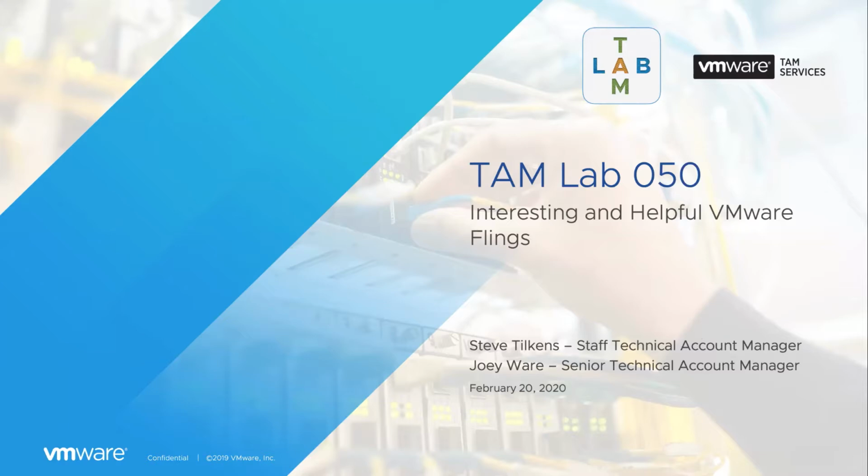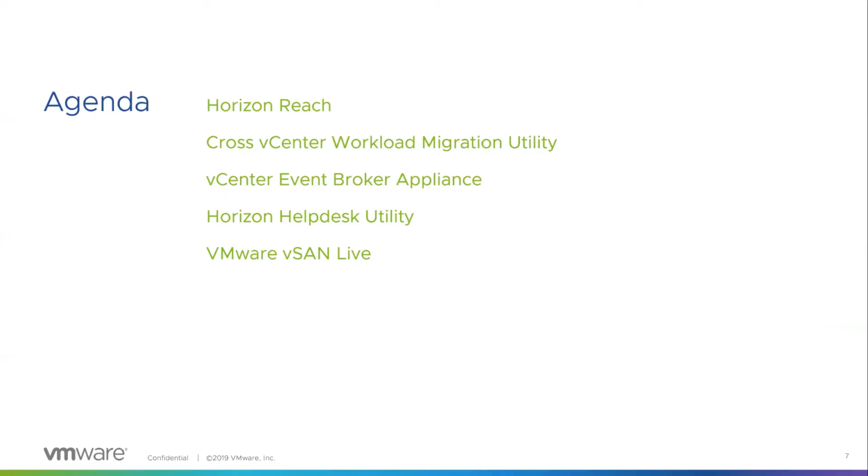Today, Joey and I will be going through a handful of VMware Flings and showing how to install or use those. I do have an agenda slide here, and we'll outline specifically which ones we're looking at going over. Joey's going to be doing two Horizon Flings, so Horizon Reach. I'm going to be going through the Cross vCenter workload migration utility and the vCenter Event Broker Appliance, and then Joey will be doing the Horizon Help Desk utility. And if there's time, I'm hoping we can quickly show the VMware vCN Live Fling. So with that, I will stop sharing and hand it over to Joey to kick things off.